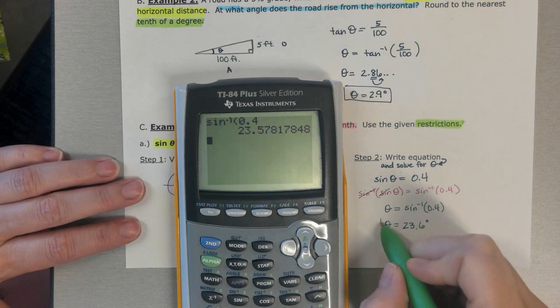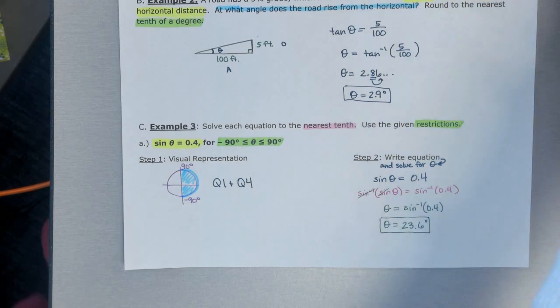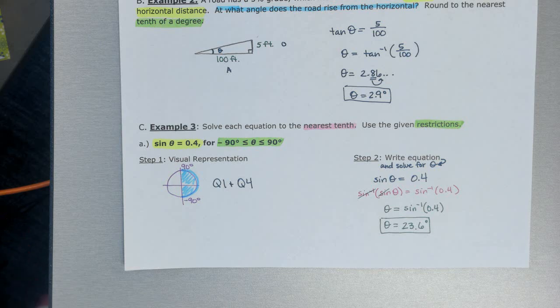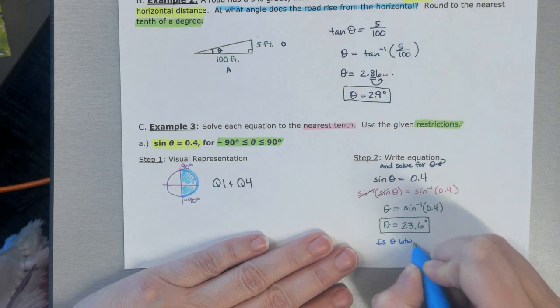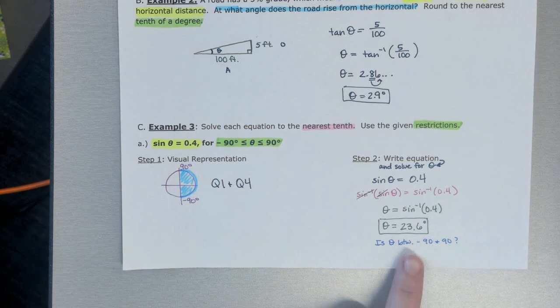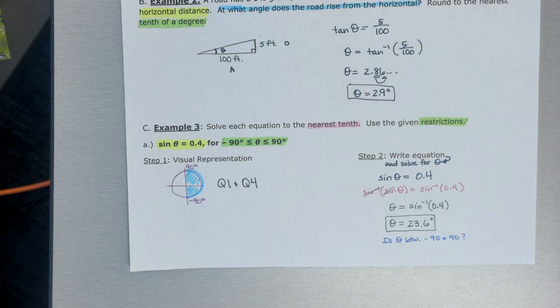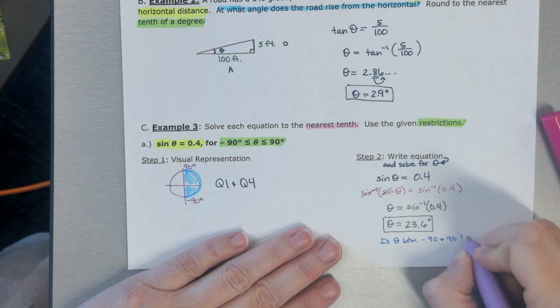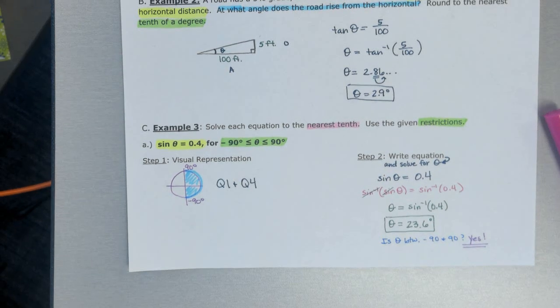Okay, now the next thing you have to do is you have to ask yourself, is this in between the given restrictions? Okay, so what you're asking yourself is, is theta between negative 90 and 90 degrees? Okay, so is 23.6 between negative 90 and 90? Yes. If the answer is yes, you are done. So theta is 23.6.